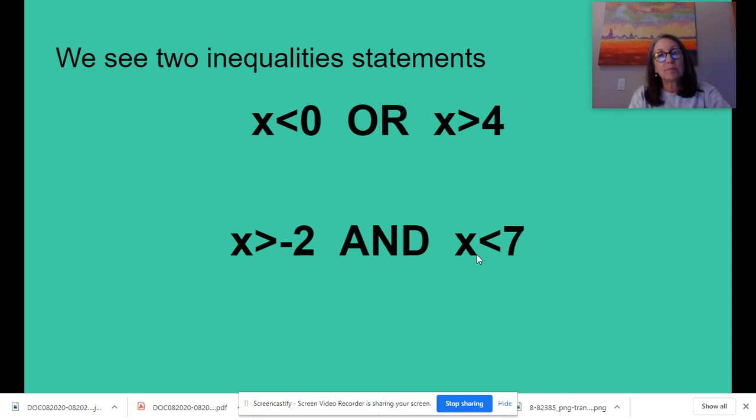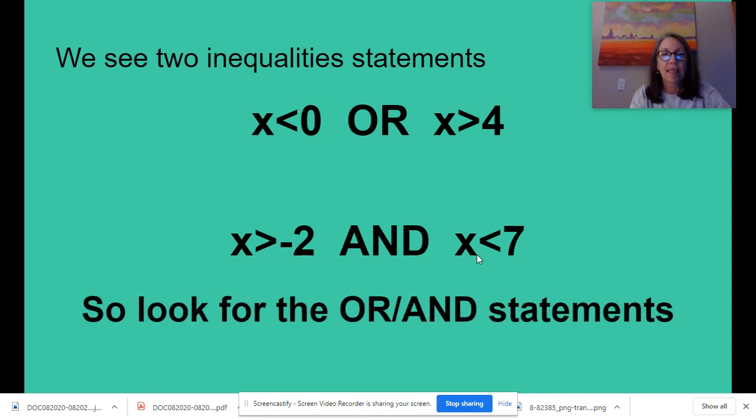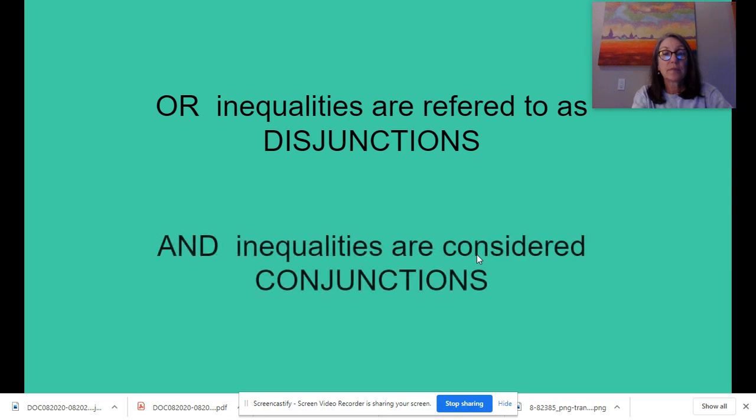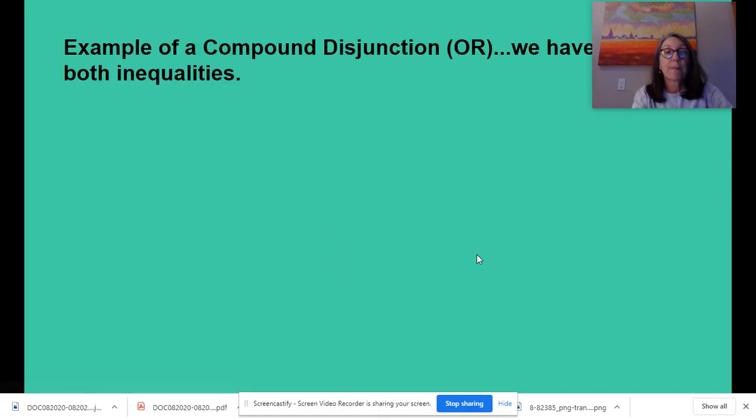With the and, sometimes it's written in such a way that we have to infer that it is an and. By the time you finish the problem, you'll discover, yes, that was an and inequality. So look for those statements. Or inequalities are referred to as disjunctions, and and inequalities are conjunctions. Con meaning come together.